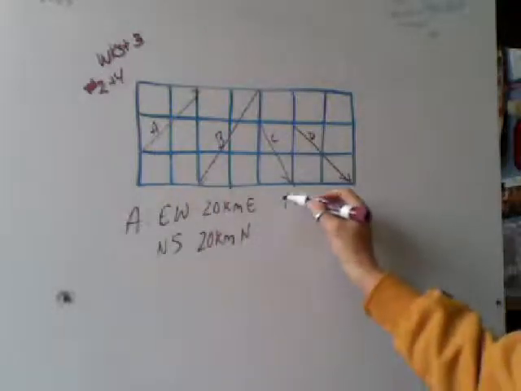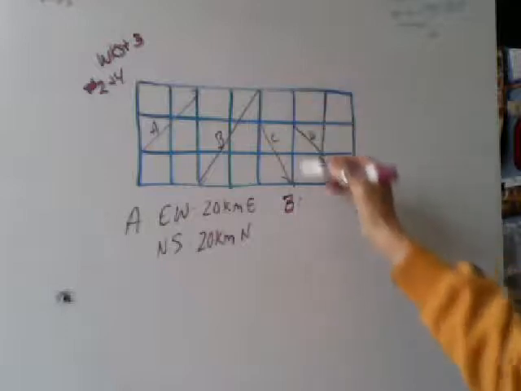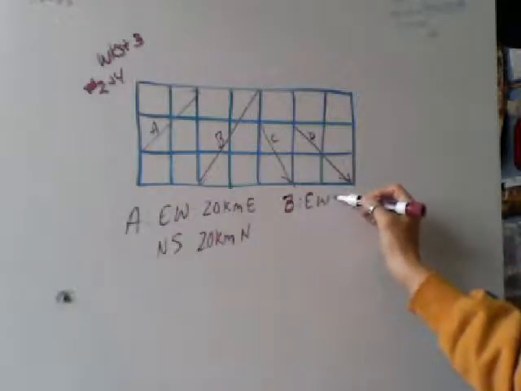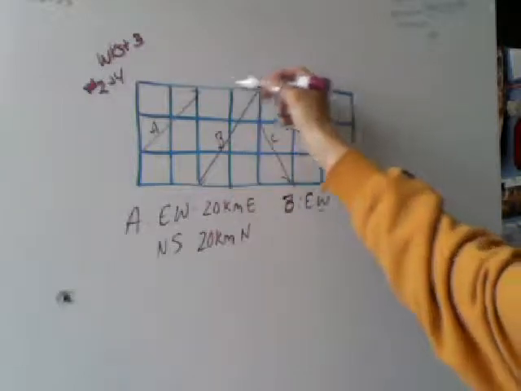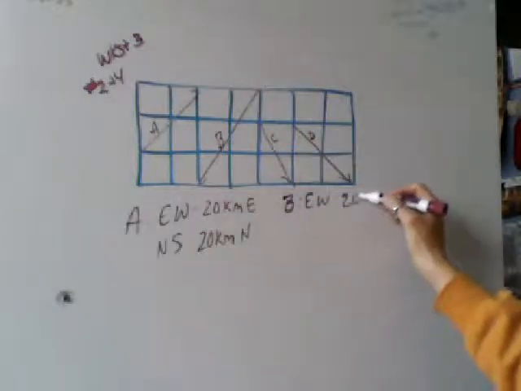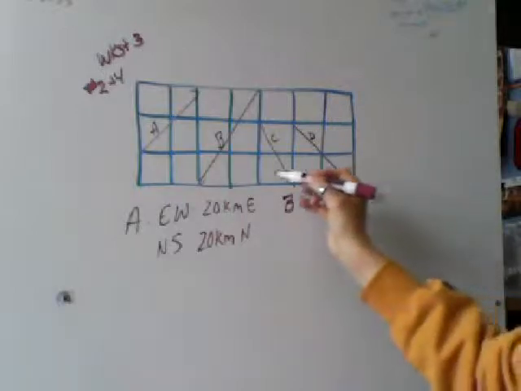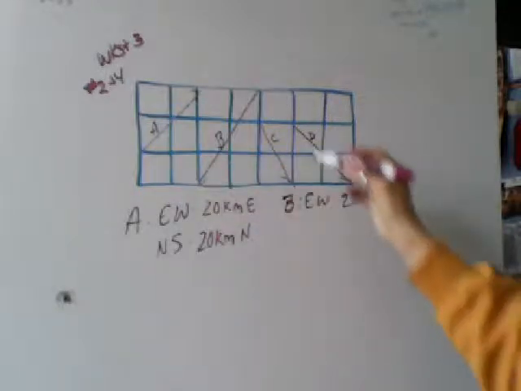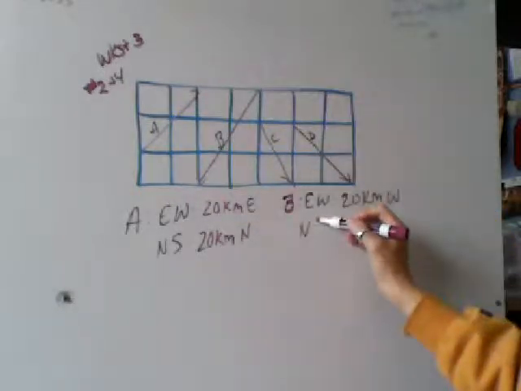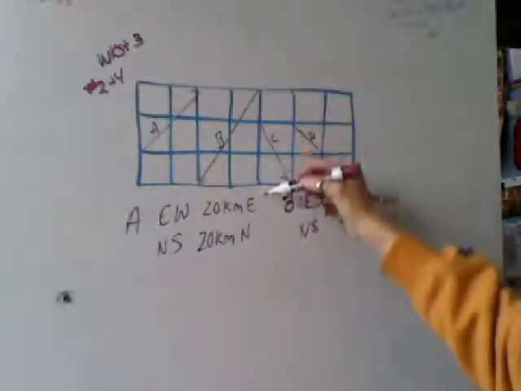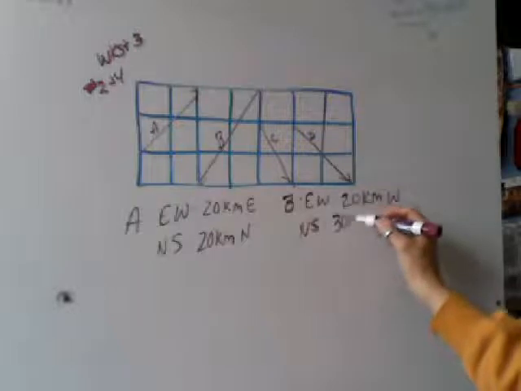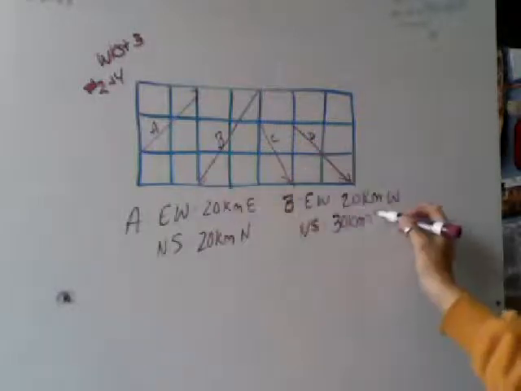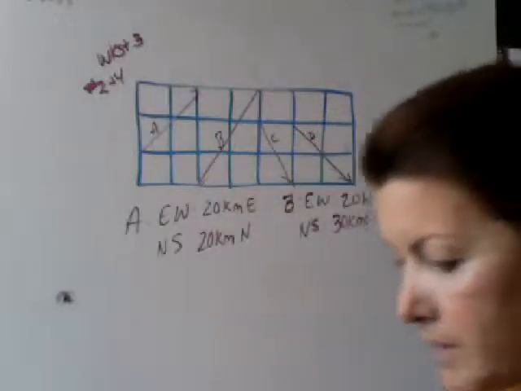So the same thing for vector B. We can look at its east-west component, and we see that east and west, it starts here, it ends here, it goes 20 kilometers in a westerly direction. When we look at its north and south component, we see that it goes 1, 2, 3 blocks, so 30 kilometers in a southerly direction.